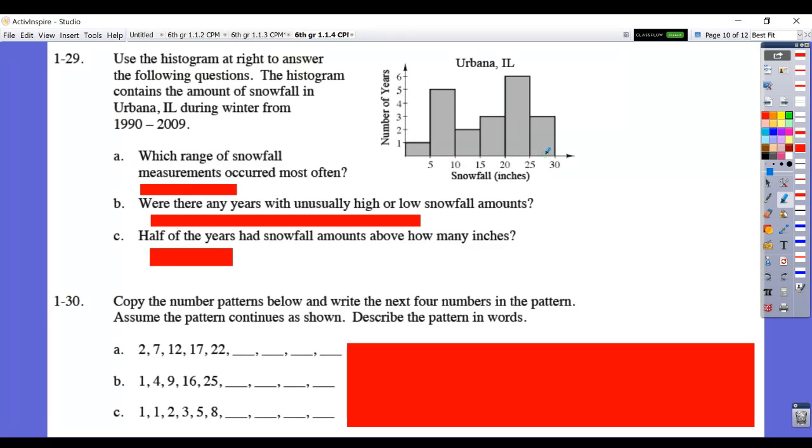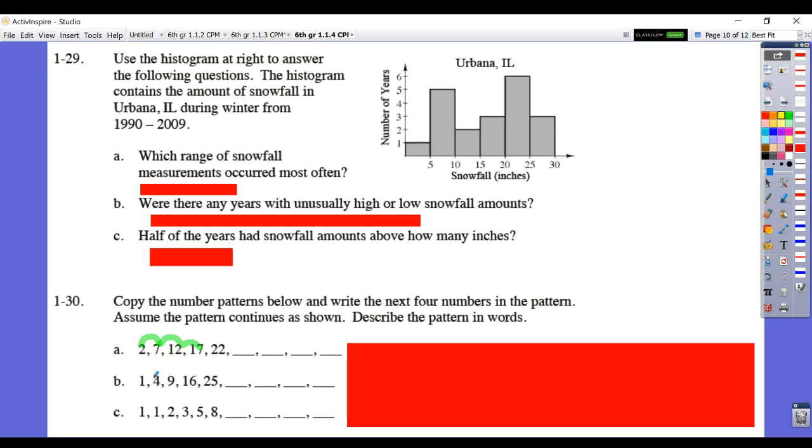For 130, they want you to copy the number patterns below and then write the next 4 numbers in the pattern. And then lastly, describe the pattern in words. So you're looking at, what occurs to get you from the first term to the second to the third, and so forth. Now, most people have difficulty with B and C, so I will give you a little bit of help with those.